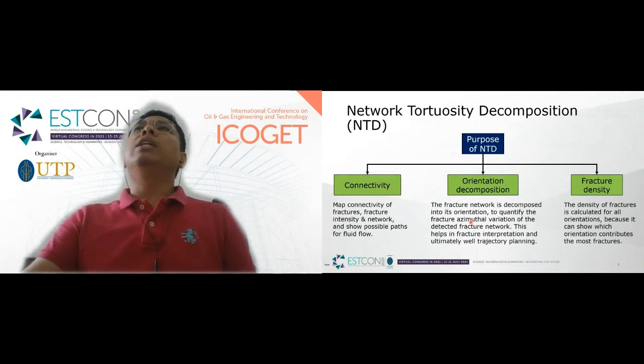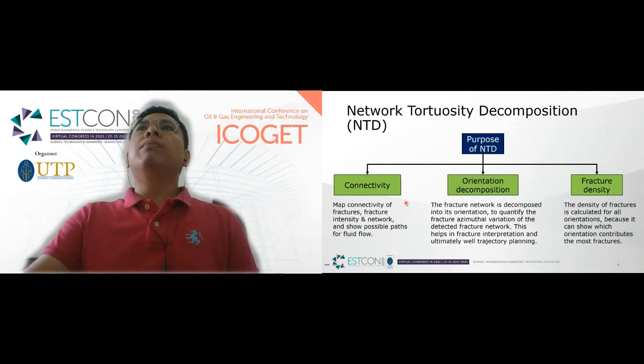One of the technologies is called Network Tortuosity Decomposition, or we call it NTD. One of the purposes of NTD is to map fracture connectivity, intensity, and show possible paths for fluid flow. In addition, NTD can also decompose the fracture network into its orientation and quantify the fracture azimuthal variation of the detected fracture network. And this will ultimately help in well trajectory planning.